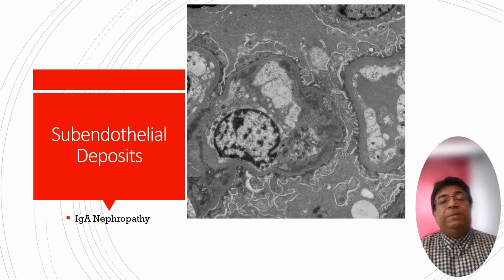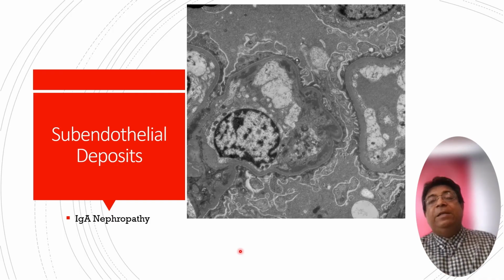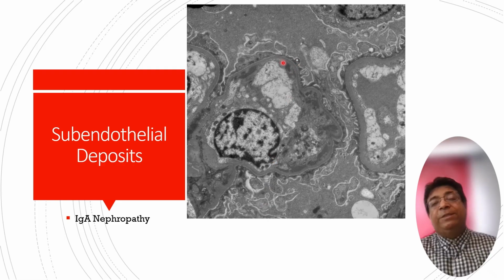And then these are subendothelial deposits that you can see in IgA nephropathy. That's over here, the dark stuff here. And you can tell that that's subendothelial because you have the basement membrane, and then to the right of it are the podocytes, or the epithelial cells. So just below the podocytes will be the subepithelial deposits, and then to the other side of the basement membrane will be your subendothelial deposits.